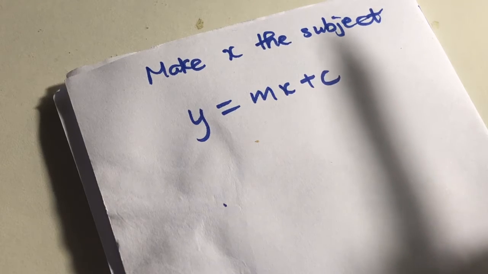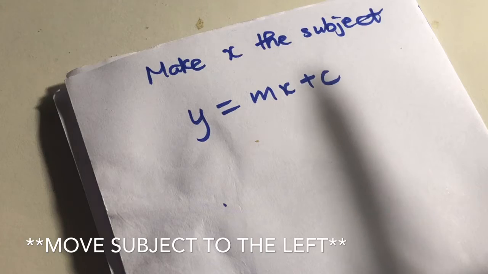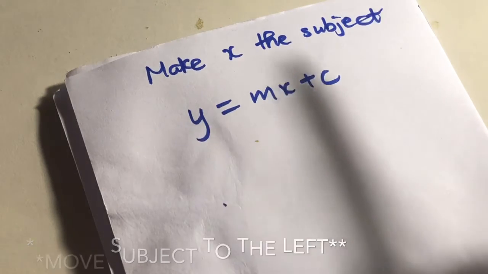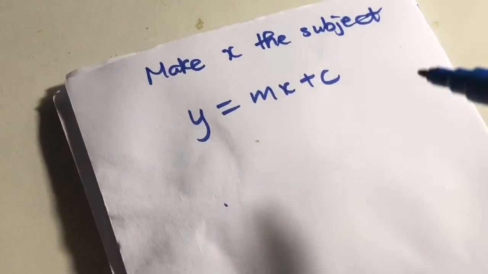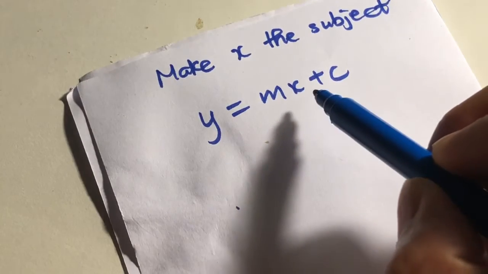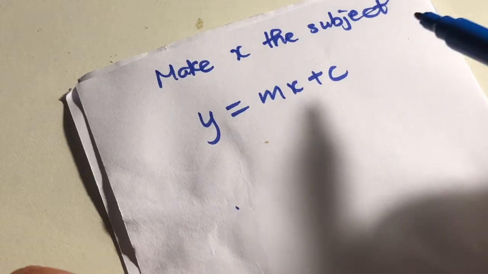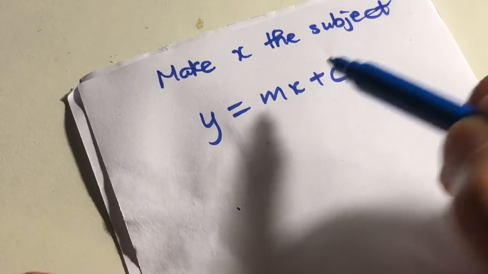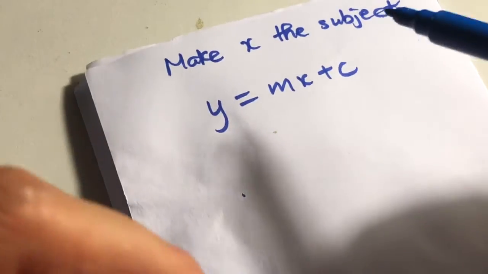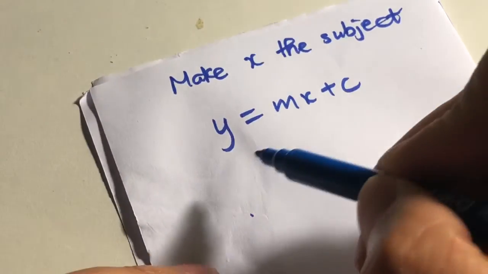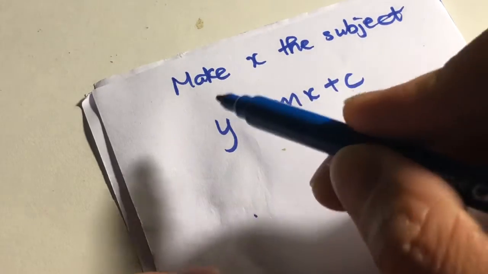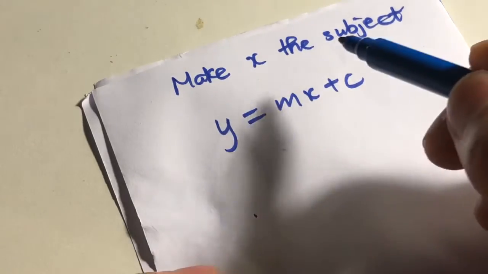Obviously, when you want to make something the subject, you move that thing to the left hand side. So leave x on the left hand side. You want to have x on the left hand side and everything else on the right hand side. The first thing I see is x is on the right hand side, which is not really good. So I want to make sure that my x is on the left hand side by switching the sides first. Technically, everything on the right becomes the left and everything on the left becomes the right.